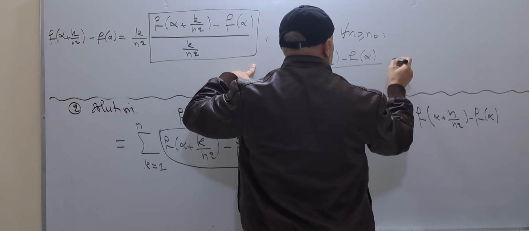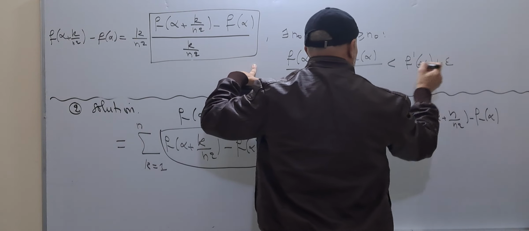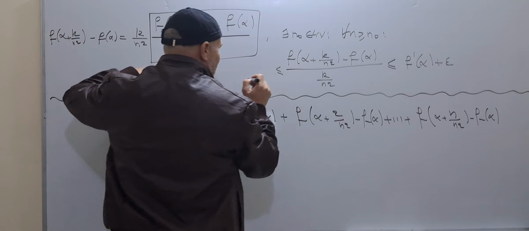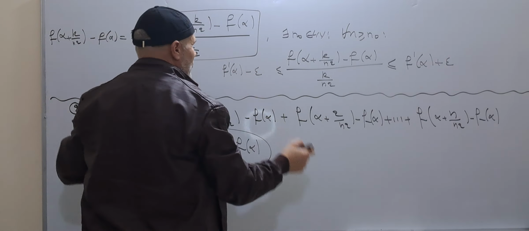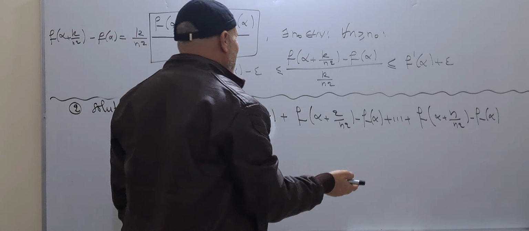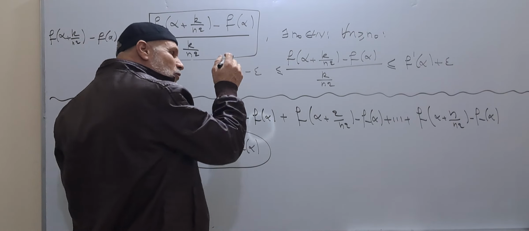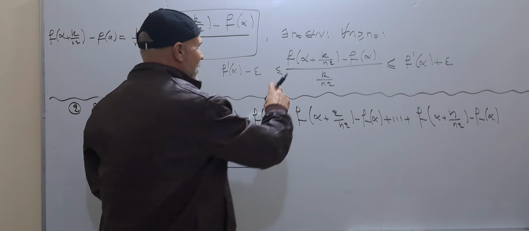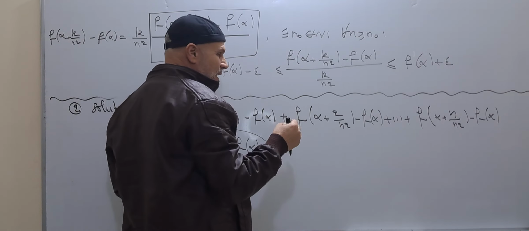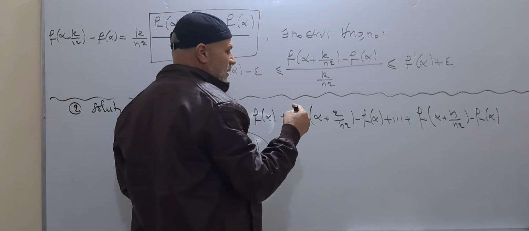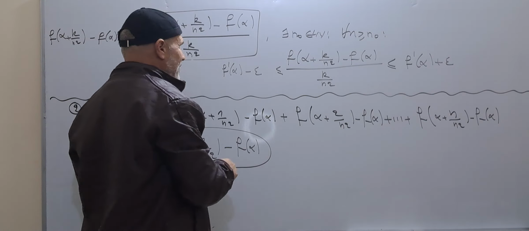This is less than f prime of alpha plus epsilon or equal, and greater than or equal to f prime of alpha minus epsilon. Why? Because this is the derivative, since f is differentiable at alpha. So when n goes to plus infinity, this goes to f prime of alpha. This means that there is a rank, that after this rank we will have this formula.